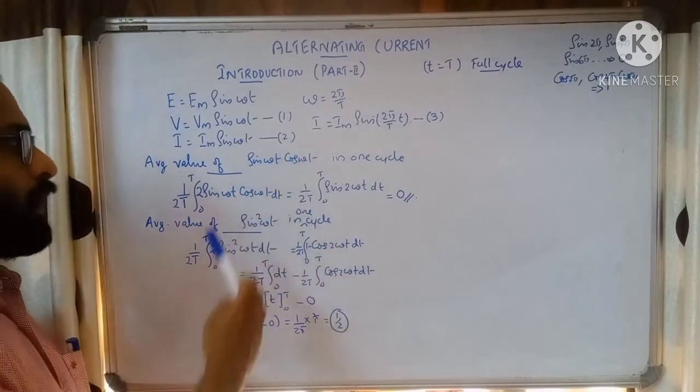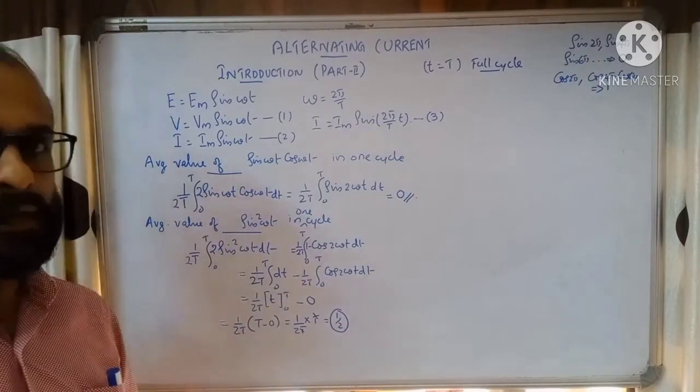Similarly, for sine omega t cos omega t, the average value will be 0.